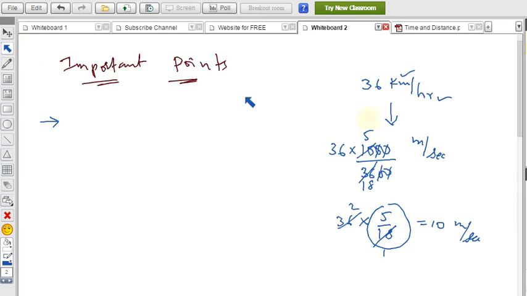That means if the vehicle goes 36 kilometers in 1 hour, then every second it will cover 10 meters. That's the meaning: 36 kilometers per hour in meters per second is 10 meters per second. So the first one you can write, for example, A kilometer per hour is equal to A into 5 by 18 meters per second.